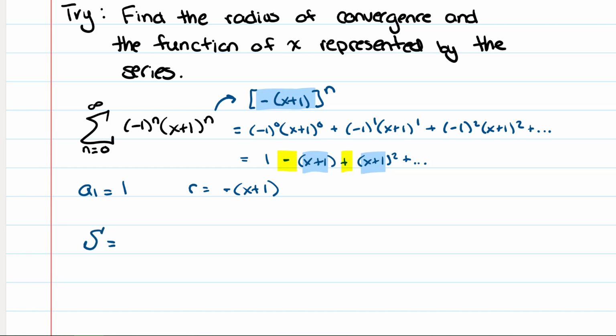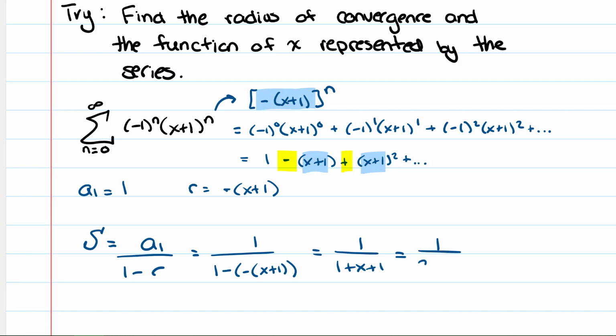So the first thing we need to do now is find our sum. So we get this is equal to a sub 1 over 1 minus r. So it's 1 over 1 minus negative (x plus 1). So the negatives are going to cancel. And I get 1 over 2 plus x. So this function will represent my sum depending on what x I'm looking at. So depending on what x is will depend on what my sum is.